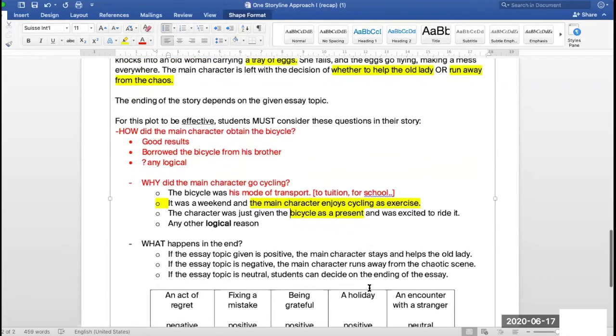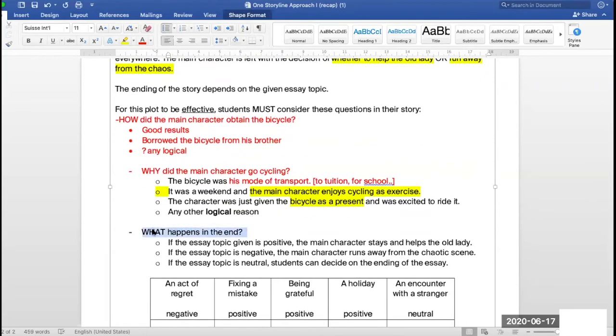and goes cycling. Regarding the ending, as with all one storyline approach stories that we use at TTA, what's important is that if the essay topic is positive, then you can say that the main character would stay and help the old lady.